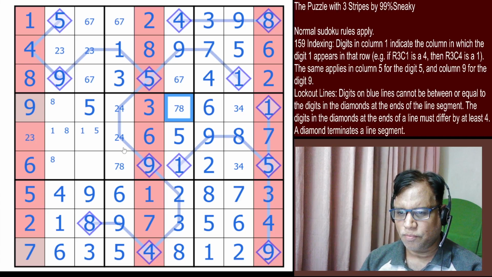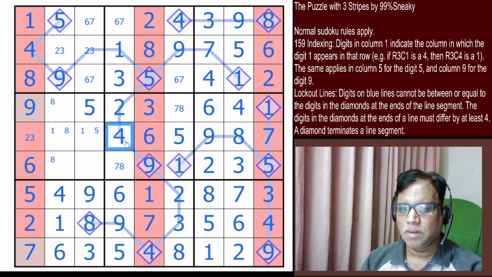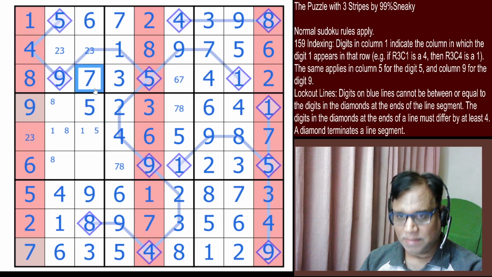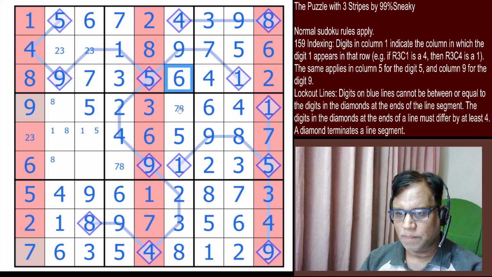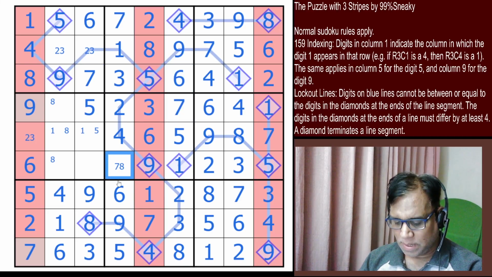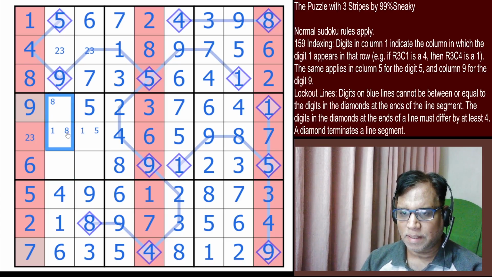8, 2, 4. Come on. 3, 4. 3 is looking at that. So that's 4. That's 3. That 4 is looking at that. So that's 2. That's 4. That 6 is looking at this. So that's 7. That's 6. That's 7. That 7 is looking at this. So that's 6. That has to be 7 because of this 8. That has to be 8. That's not 8. 8 is still here.